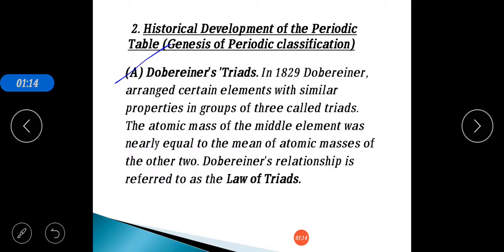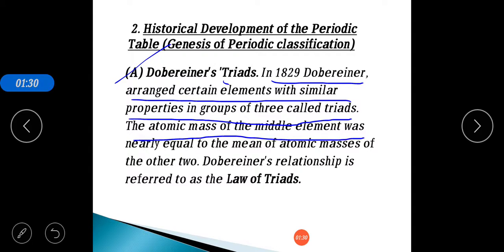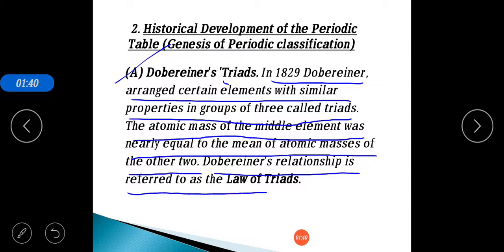Döbereiner's triads. In 1829, Döbereiner arranged certain elements with similar properties in groups of three called triads. The atomic mass of the middle element was nearly equal to the mean of atomic masses of the other two. Döbereiner's relationship is referred to as law of triads.